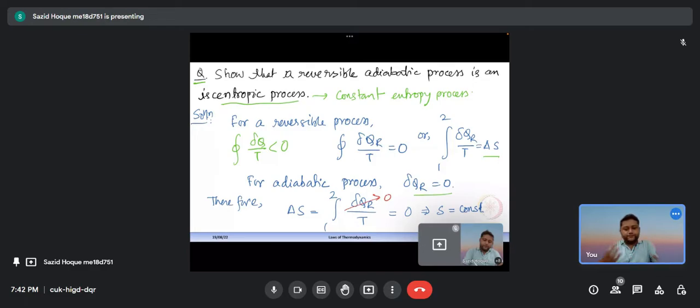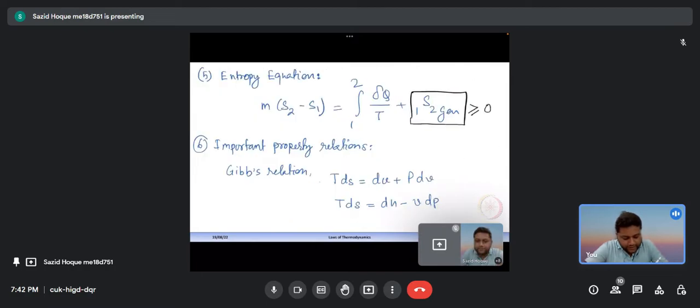For a reversible adiabatic process, you can write some expressions, which are known as the property relations, and you can use those property relations to solve problems. These are the property relations I was talking about. Once it is reversible and adiabatic, you can directly write TdS is equal to dU plus PdV, or TdS is equal to dH minus VdP. This derivation is done in the class. This is very simple. This is actually the first law.